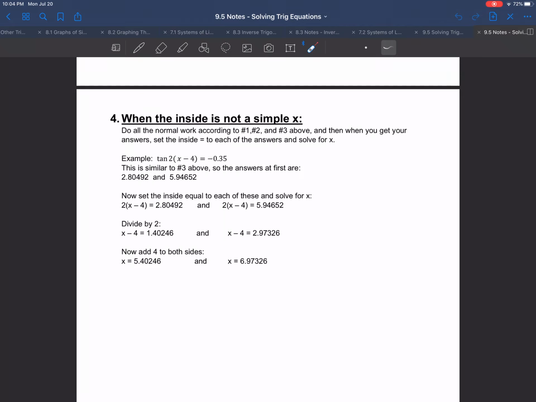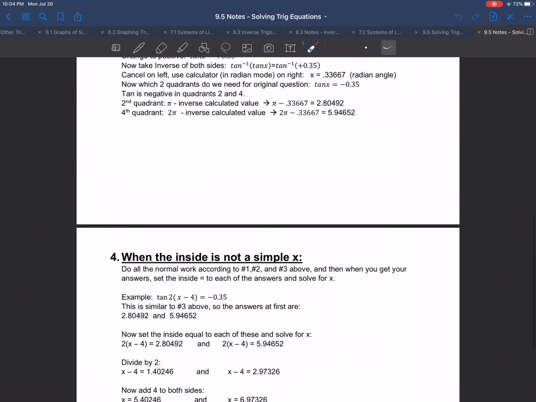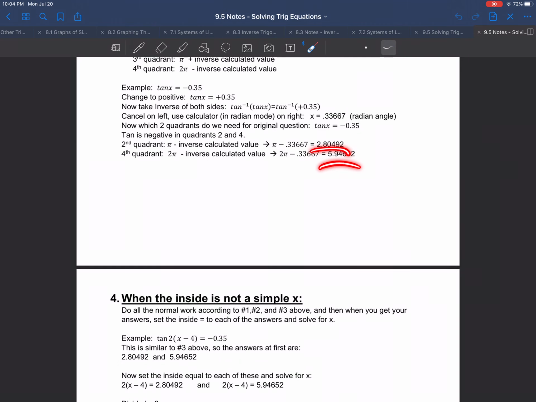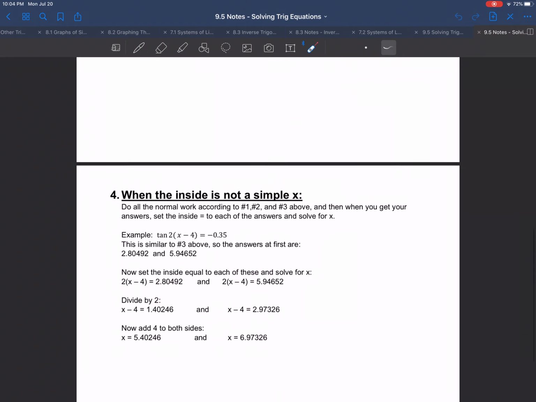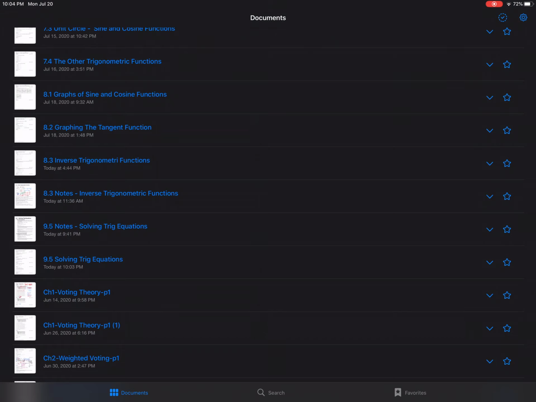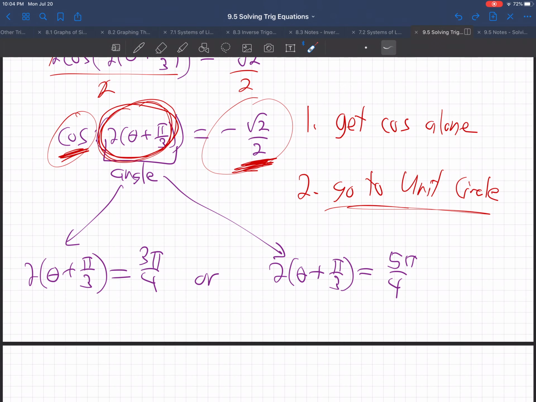And what they did is they got these two answers because they got it from right up here. They brought these down. And then they just said the inside is that, the inside is that, and then they just solve. So that's all we do. So we just say, okay, just solve for theta now.